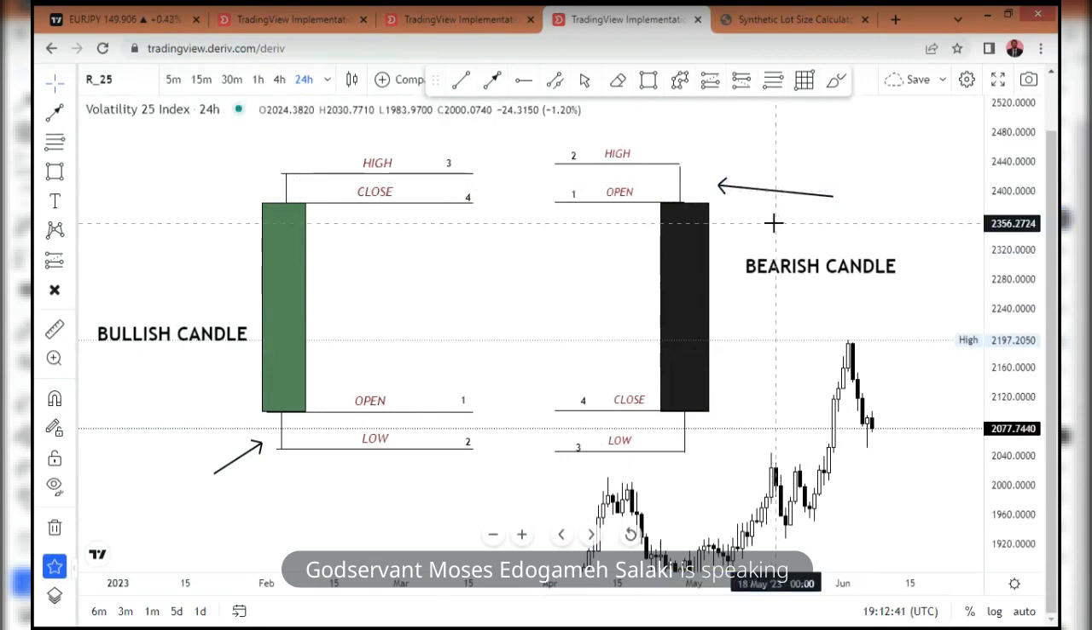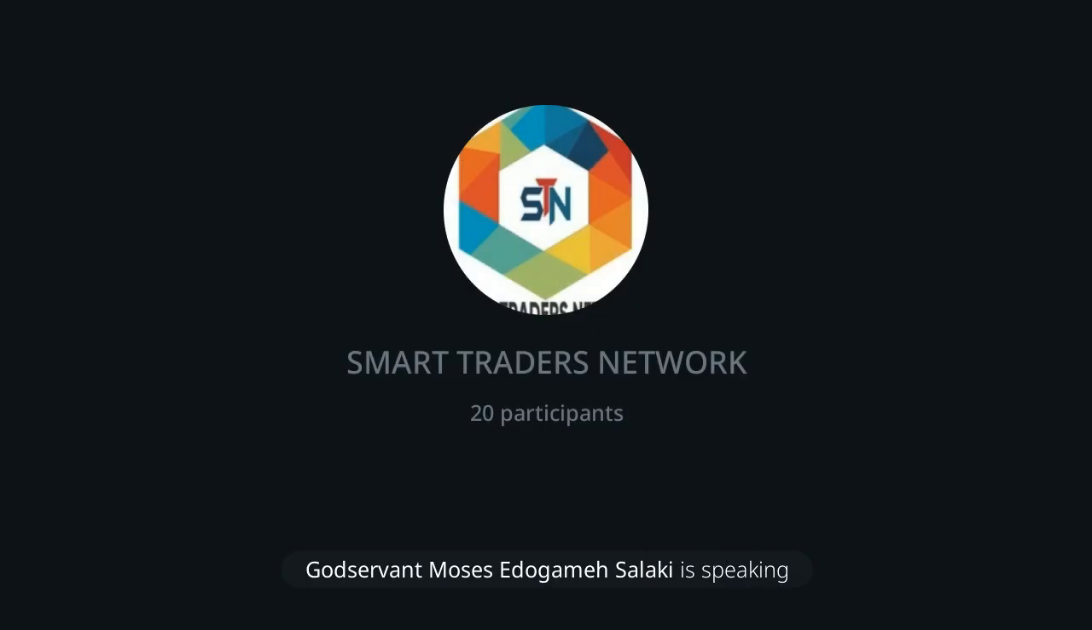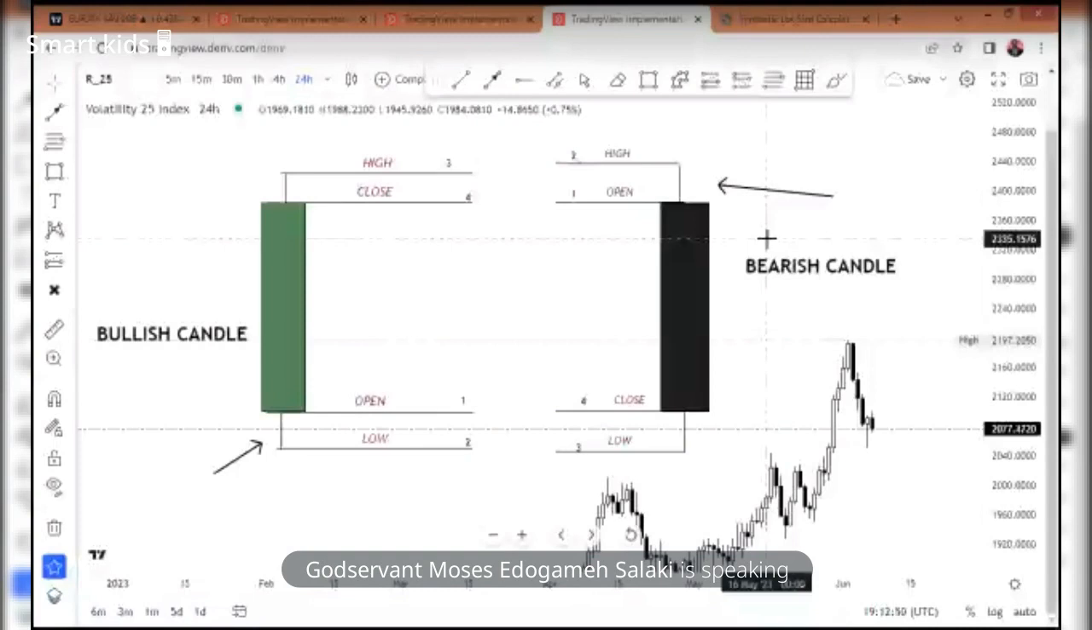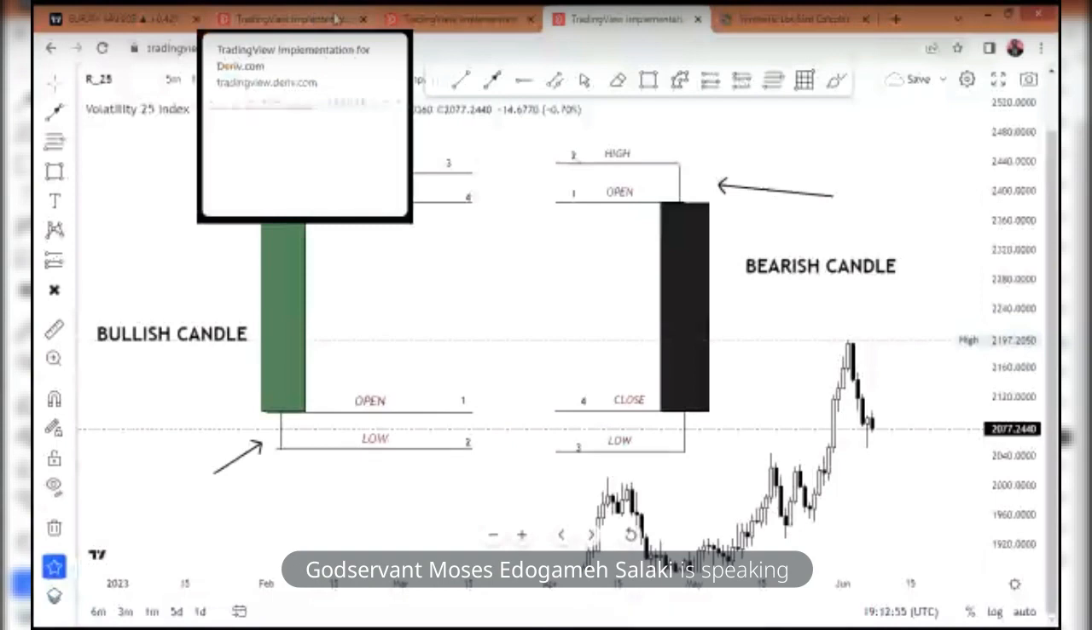But what I want to talk about is how to use the daily candle to spot your entry. That's what I'm concerned about. So let's go to the chart. Let me show you one or two things.